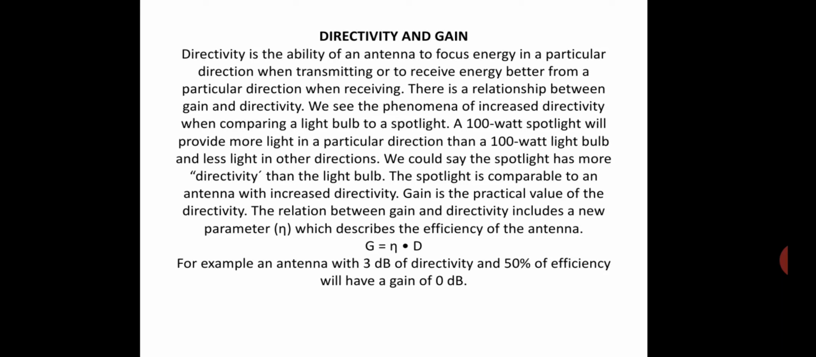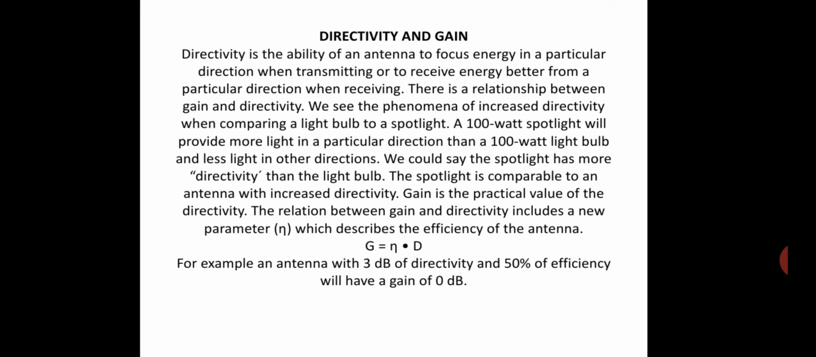What is directivity and gain? Directivity is the ability of an antenna to focus energy in a particular direction. Directivity means it shows a particular direction. So directivity is the ability of an antenna to focus energy in a particular direction when transmitting, or to receive energy better from a particular direction when receiving.